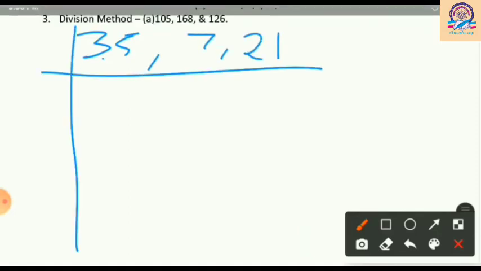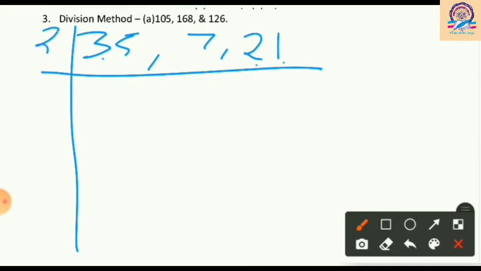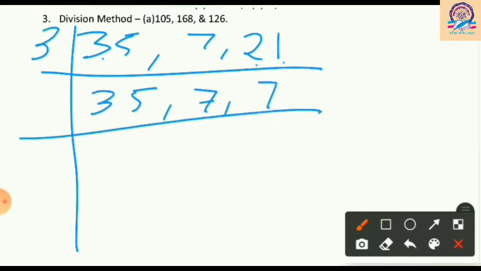Now once again, 21 is divisible by 3, so I will start to divide. 35 is not, so just bring it down, 7 bring down, and 3 7 ja 21. So you can see now 5 can divide 35, so 5 7 ja 35 and 7 you will just bring down.